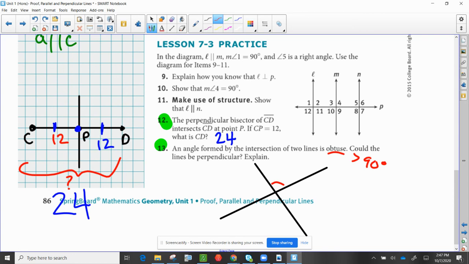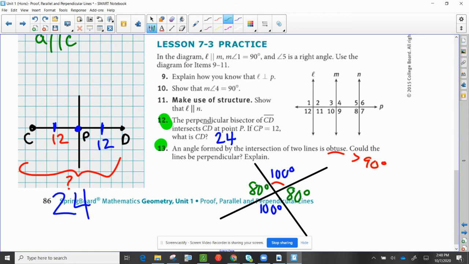So if it's obtuse, let's call it, I don't know, 100 degrees. That's larger than 90 and it's easy to work with. So say these two lines intersect at this angle of 100 degrees. Well, vertical angles would say that this angle across from it would also have to be 100 degrees. Okay, and since these lines would be supplementary to form that straight angle, then this would have to be 80 degrees, and this angle would have to be 80 degrees.